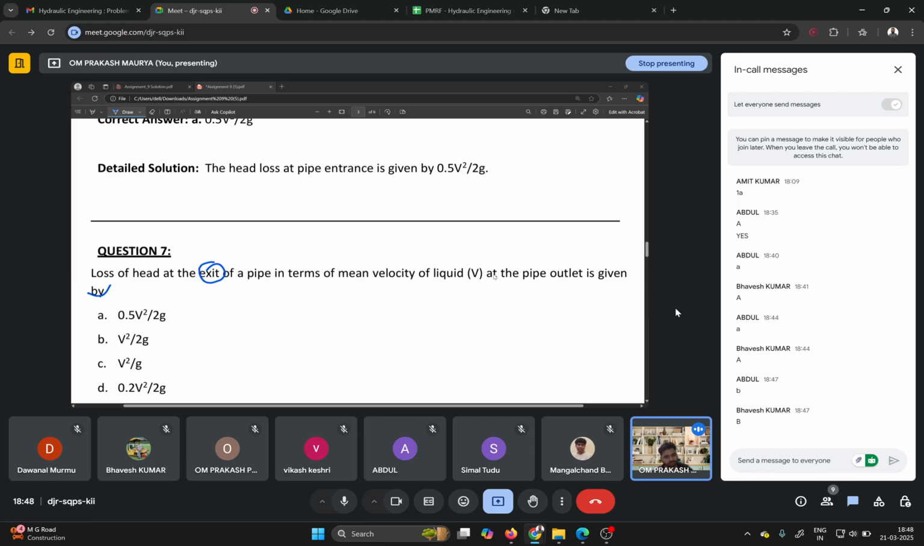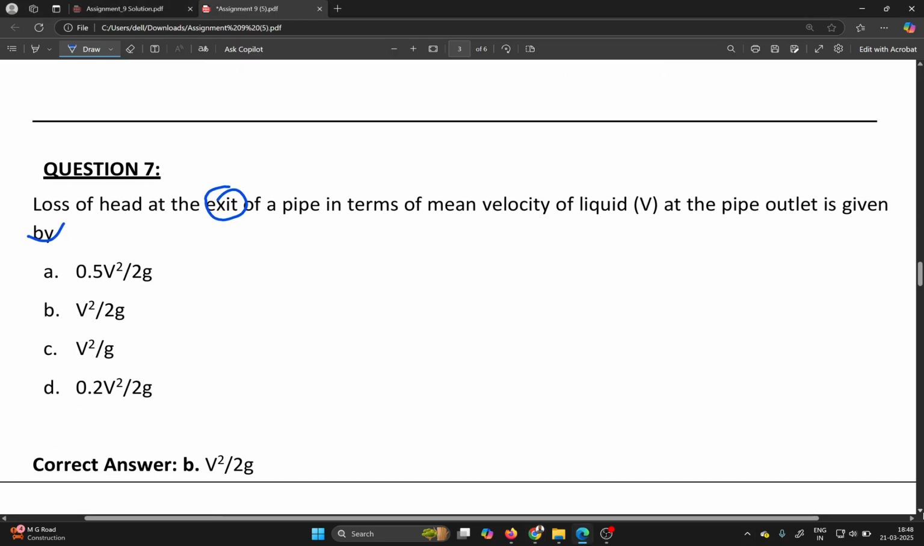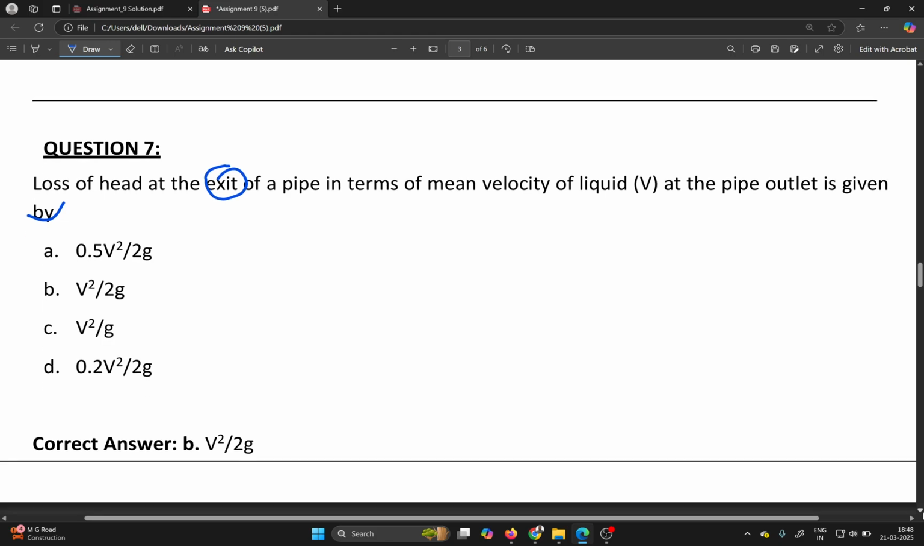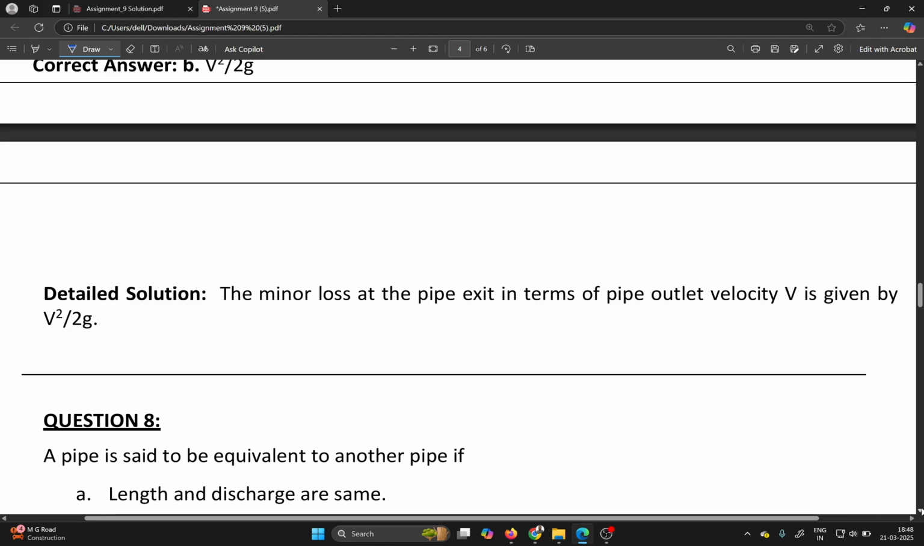For question number 7, this is a formula, nothing to explain here. So v square by 2g, yes, correct. You both are correct. Question number 8.